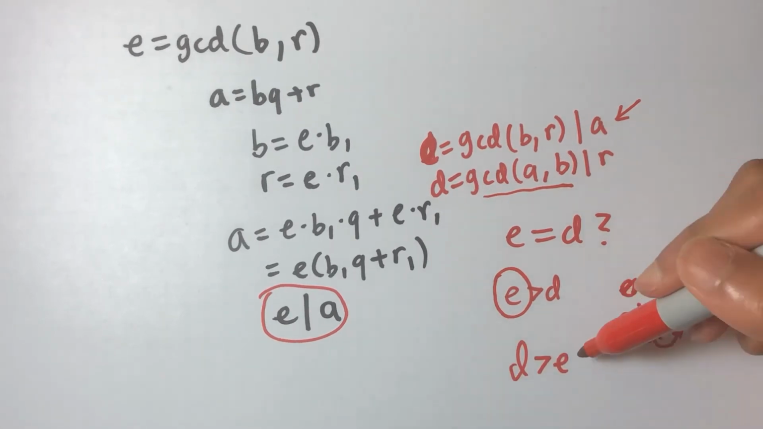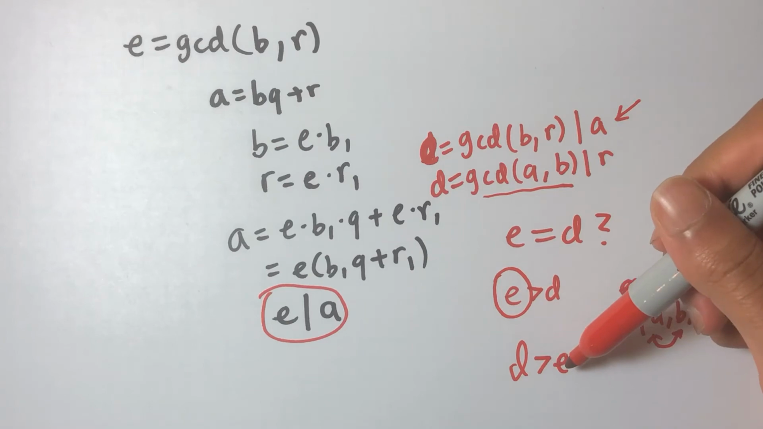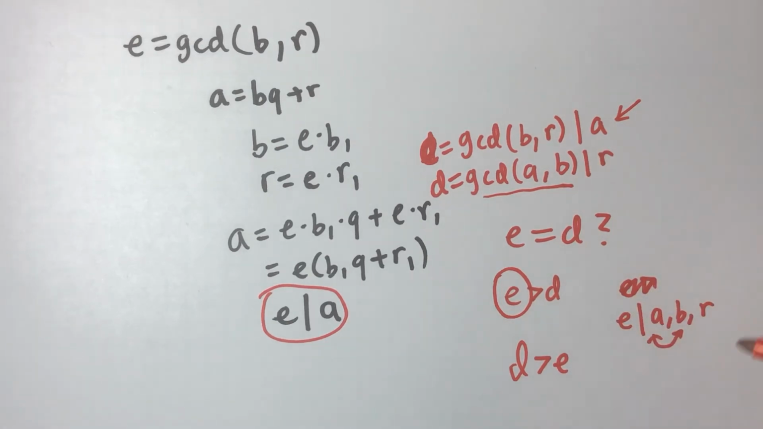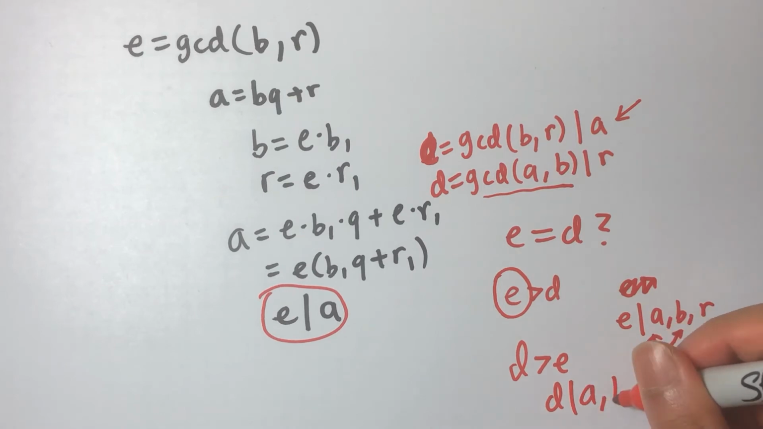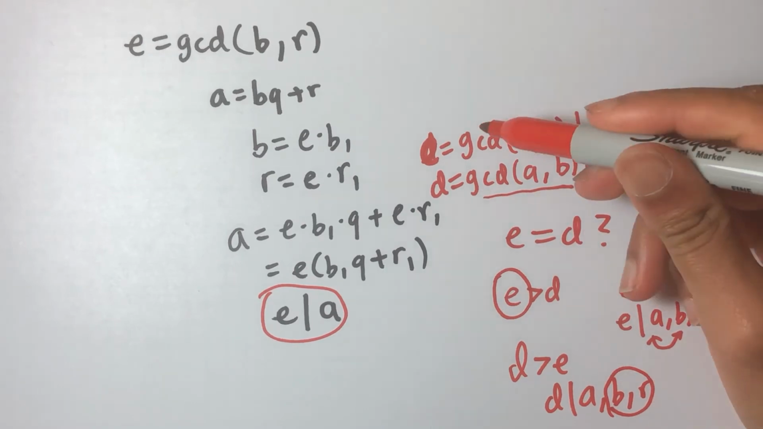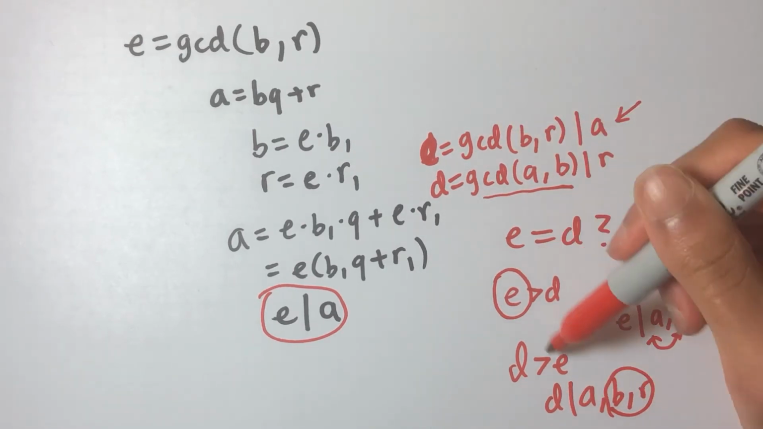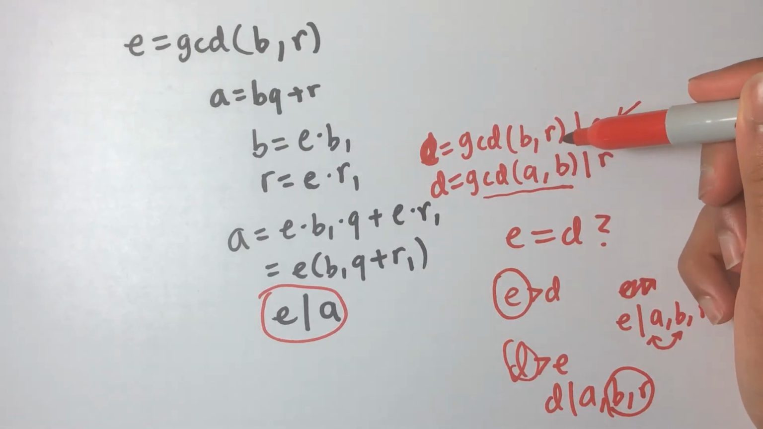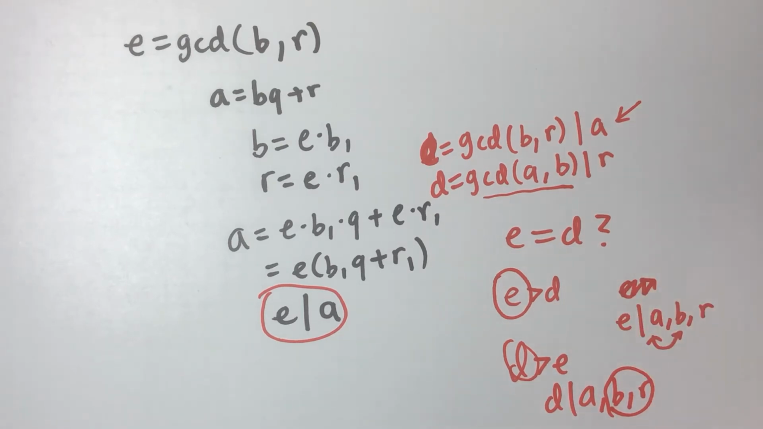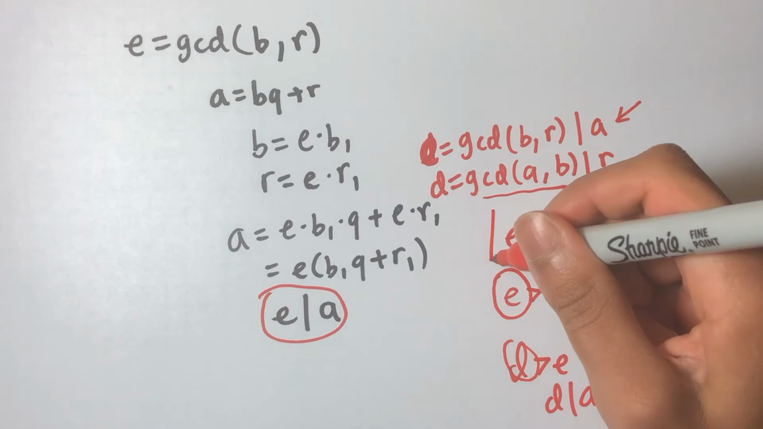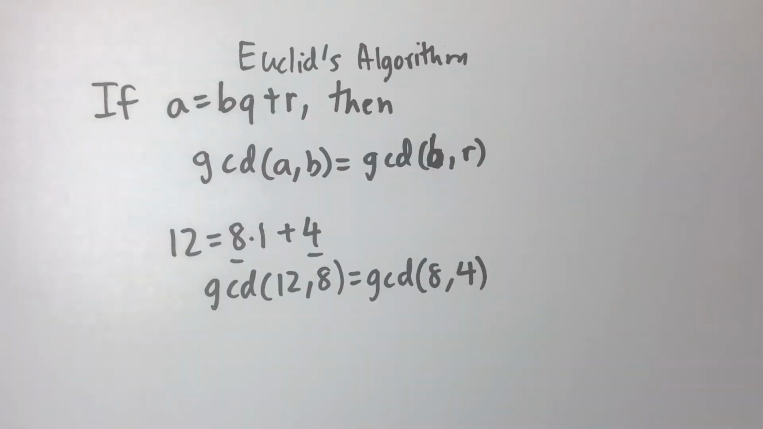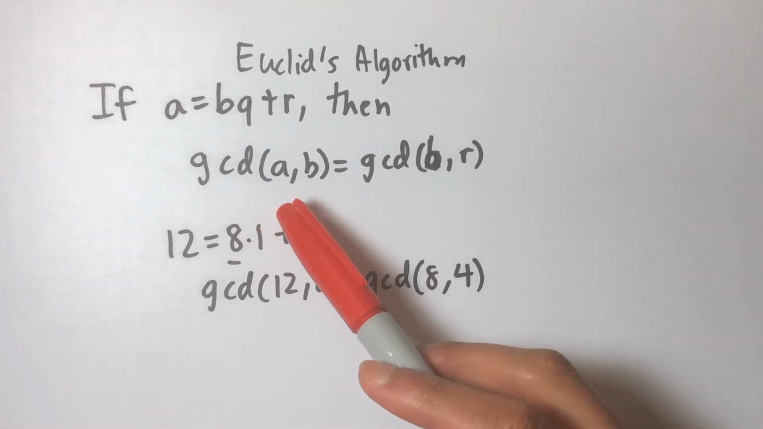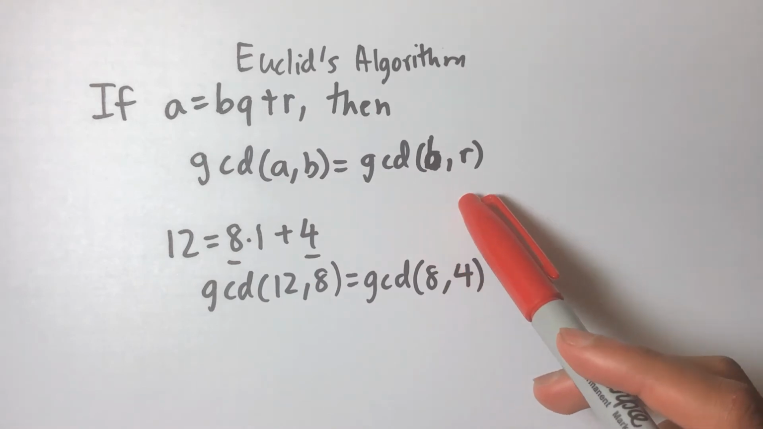And similarly, we could go the other way. If we assume that d were greater than e for the sake of contradiction, then we know that d divides a, b, and r, which means that d divides both b and r. And that means that we found a greater divisor of b and r than e, which we thought was the greatest common divisor of b and r. Therefore, this also reaches a contradiction. And by that, we can conclude that e must equal d. So going back to the statement of Euclid's algorithm, we've shown exactly what we want, which is that the greatest common divisor of a and b equals the greatest common divisor of b and r.